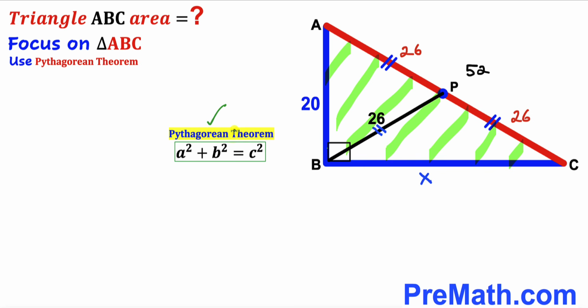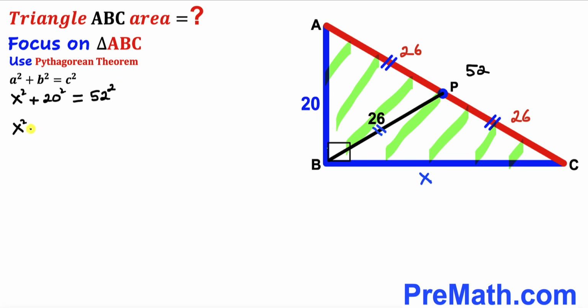Here's our Pythagorean theorem: a squared plus b squared equals c squared. In our case, our hypotenuse is 52, whereas our two other legs are x and 20. Let's fill in the blanks in this formula. We get x squared plus 20 squared equals 52 squared. Let's simplify. That gives us x squared plus 400 equals 2704.